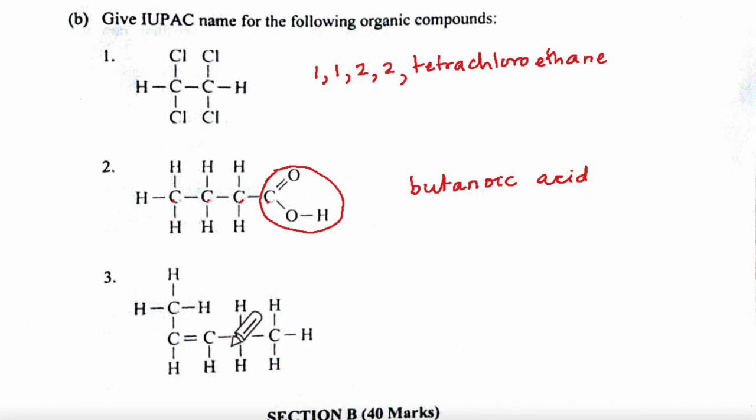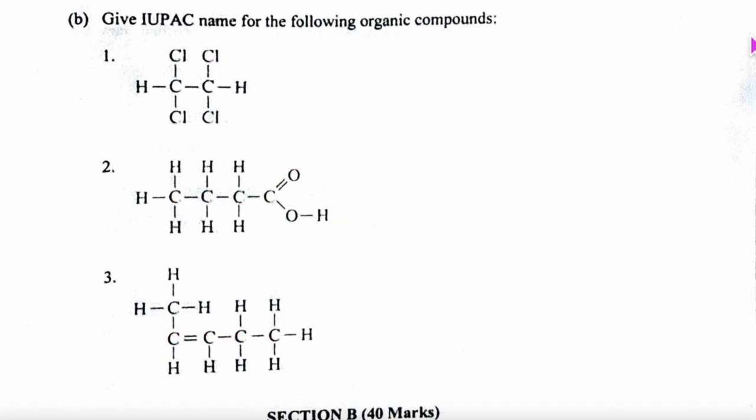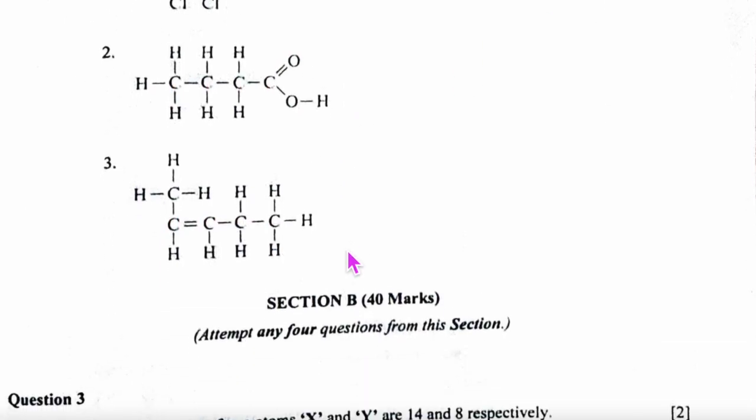We come to the third one. This is with the longest chain like this. Can you see that? So this is the longest chain, 1, 2, 3, 4, 5. So it is pent. And for this we have to write yne. So start counting from here. So it is pent-2-yne. So we have finished section A.